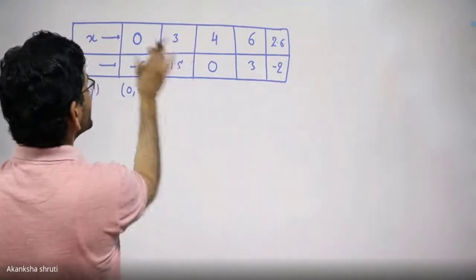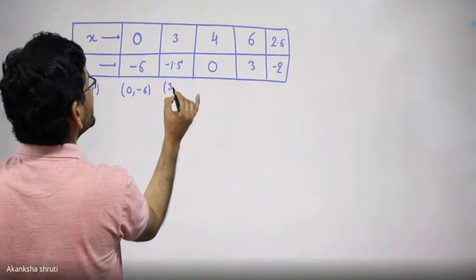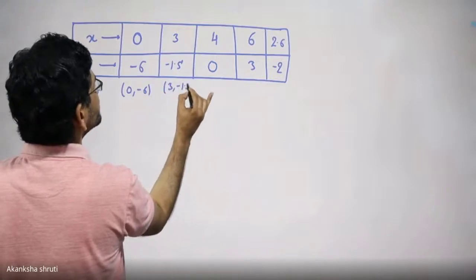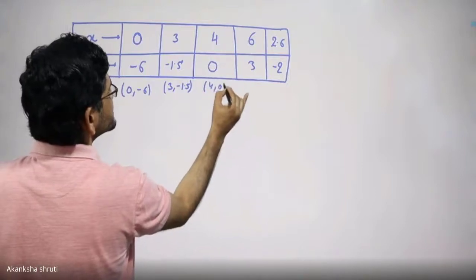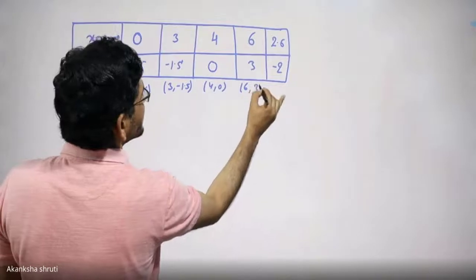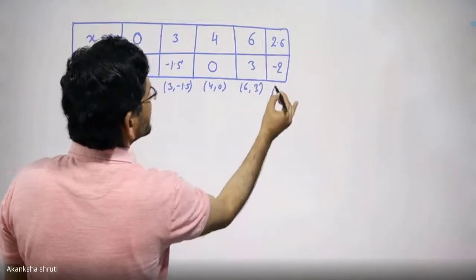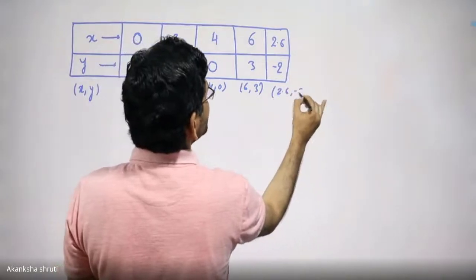So the next pair, one pair is this one, another pair is 3, minus 1.5. The next one is first x, then y, 4, 0. The next one is x is 6, y is 3. The next one is x is 2.6, y is -2.